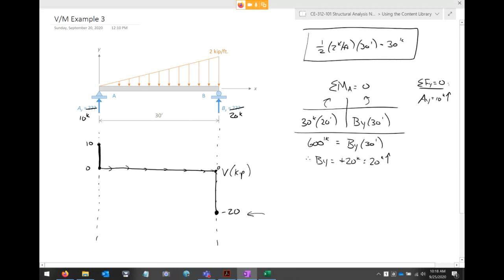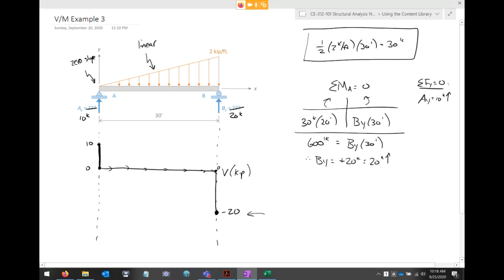The question is, how do we get there? What does it look like in between? Well, this is where the calculus relationship comes into play. This is where that relationship between derivatives and integrals matters. What does the load look like? This load is linear. So if I take the integral of a line, I'm going to get a quadratic. Now, what else do I know? I know this is zero slope.